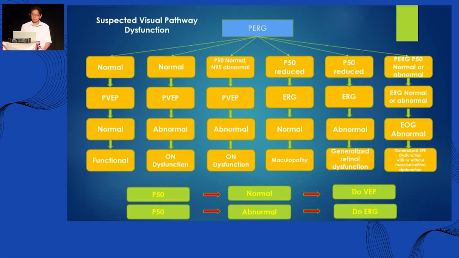So in summary, when you do a PERG, if it's normal, do the VEP. If it's abnormal, do the ERG. This helps us to diagnose what's wrong with the patient.